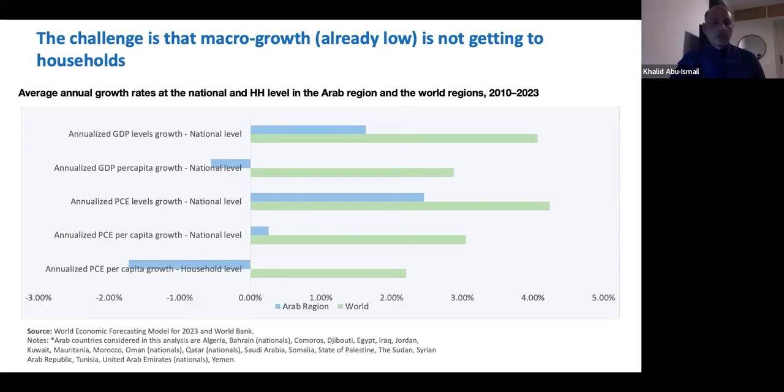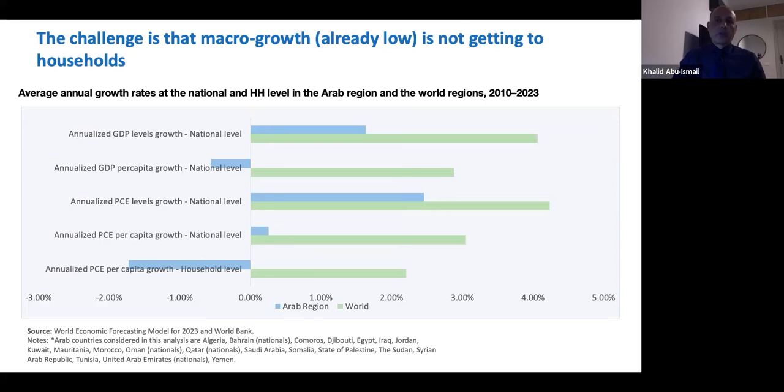The challenge, as we've been saying in many of our publications, is that growth, which is already very low at the national level, with GDP growth being less than the world average, gets a lot lower when you convert it into per capita terms. And that's from the national accounts. But when you look at the growth in household incomes, it's actually negative. And that's why you see this rise in poverty.